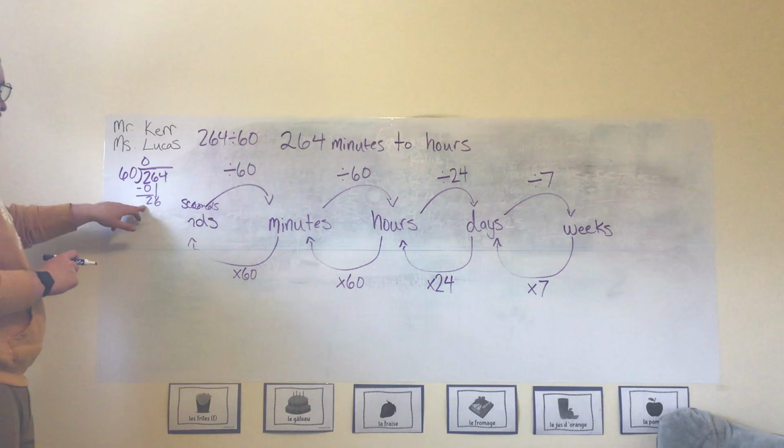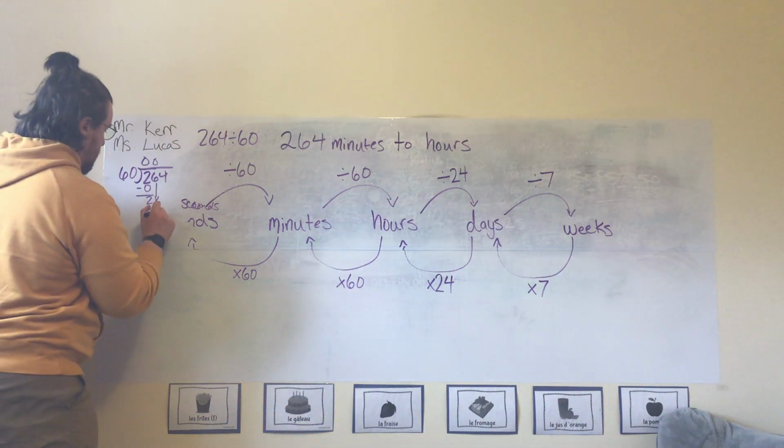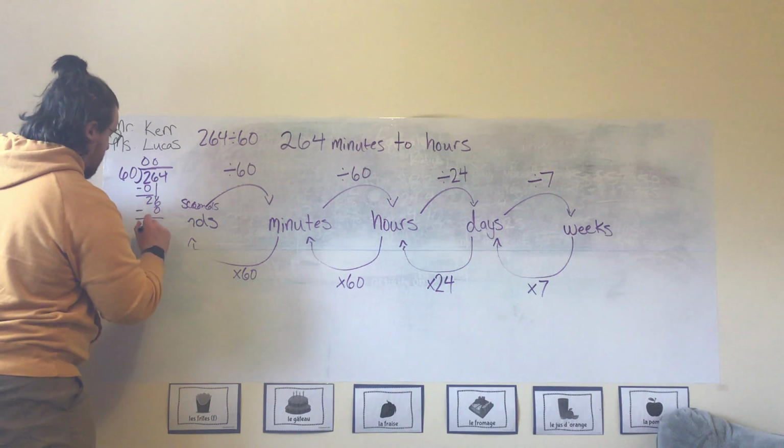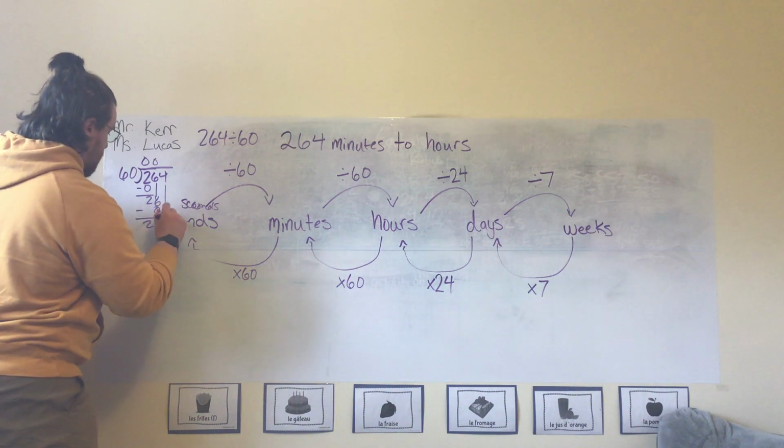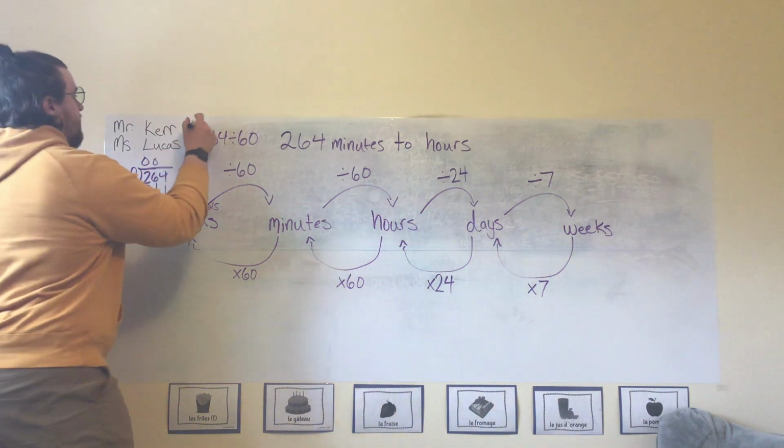And how many times can 60 go into 26? Still 0. 0 times 60 is still 0. 26 minus 0, 26. Bring down the 4. So how many times can we do that? So let's do our skip counting.